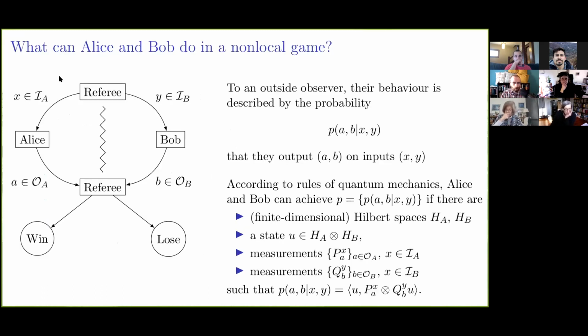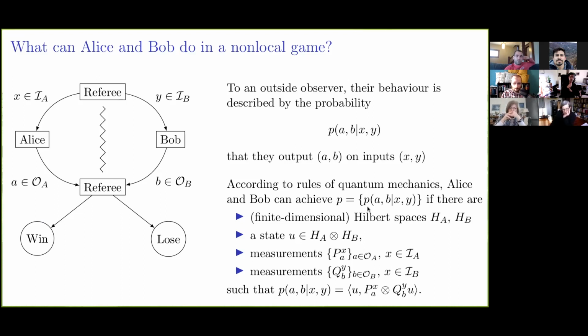Now, what can Alice and Bob do in a non-local game according to quantum mechanics? So we're back to the general framework here. To an outside observer just looking at this, their behavior would be completely described by the probability P(A,B|X,Y), which would be the probability they output A and B on inputs X and Y. So this is a family of probability distributions here.